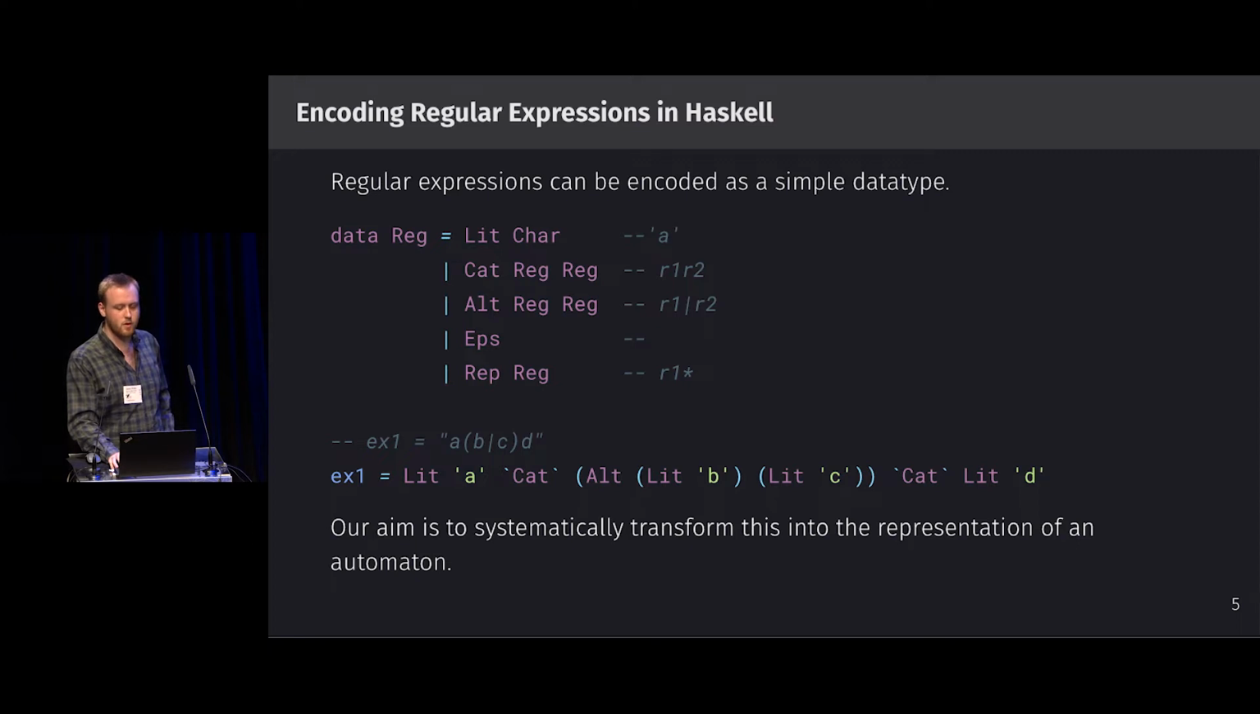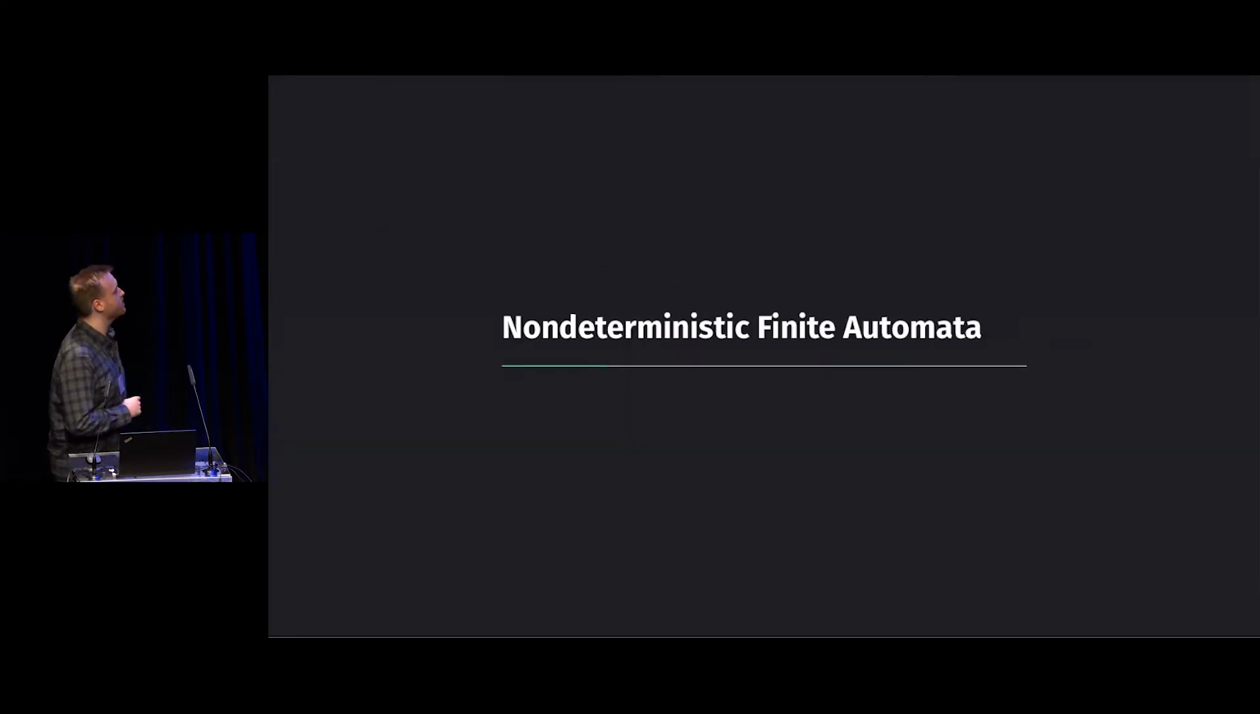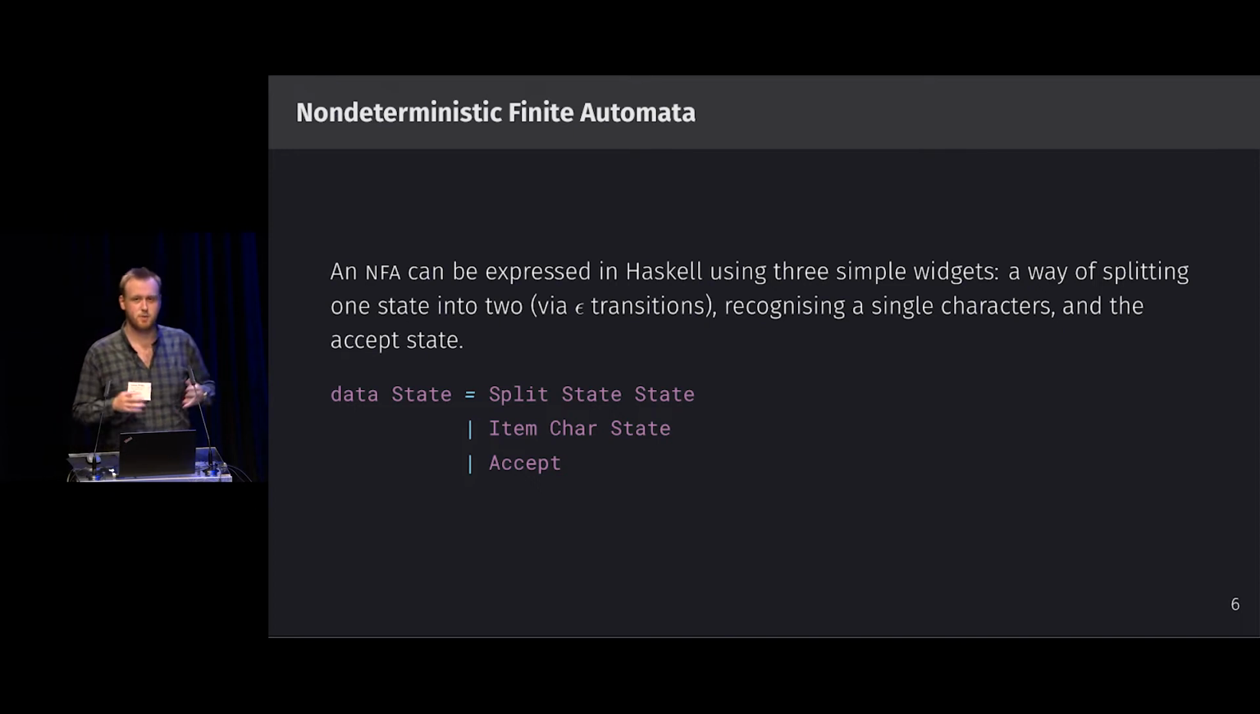So what about non-deterministic finite automata? Well, these can be expressed in Haskell using what I'm calling widgets. These are small chunks of an automaton that you can put together to build bigger ones. In this case, we need a way of splitting a state when you leave it, and you can do that by epsilon transitions. This is why this is a non-deterministic finite automata. It just keeps things simple and reduces the special cases.